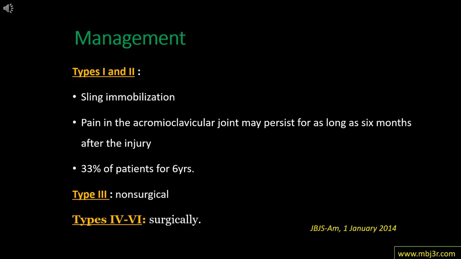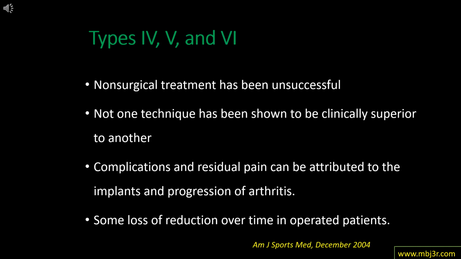It is generally agreed that acute type 4 to 6 injuries should be treated surgically. In type 4 to 6, non-surgical treatment has been unsuccessful. Not one technique has been shown to be clinically superior to another. Surgical repair of acute type 4 to 6 injuries can be carried out with a number of techniques, including direct AC and CC ligament repair, coracoclavicular ligament transfer, tendon graft reconstruction of the CC ligaments, or clavicular hook plates.